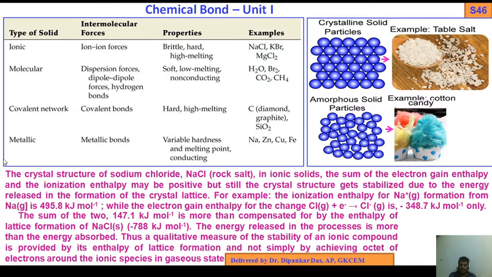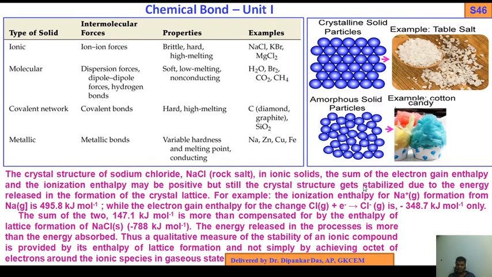So the sum of the electron gain enthalpy and the ionization enthalpy may be positive, but still the crystal structure gets stabilized due to the energy released in the formation of the crystal lattice.